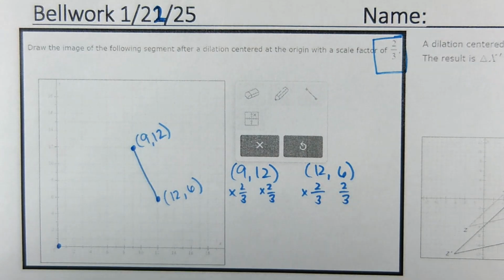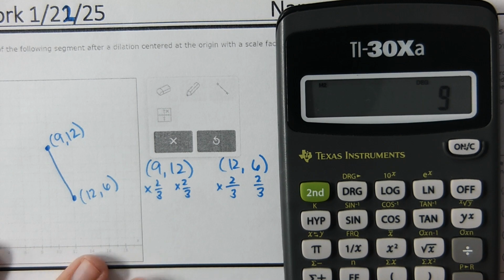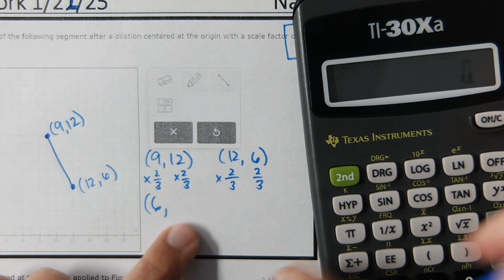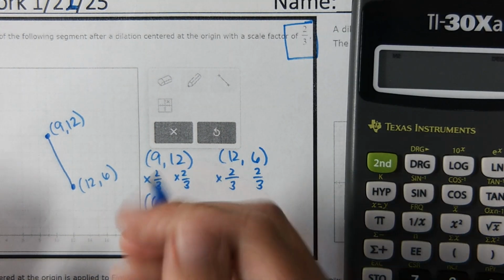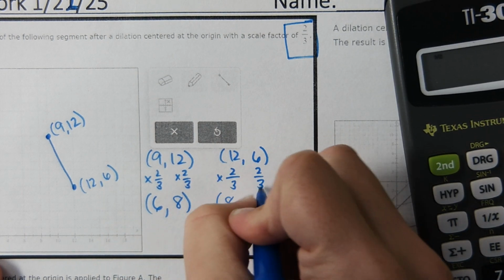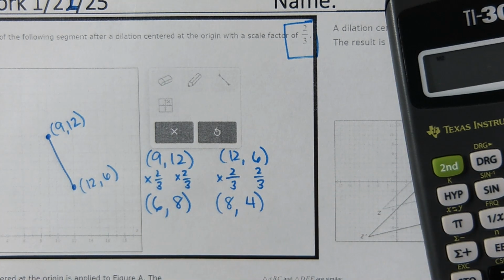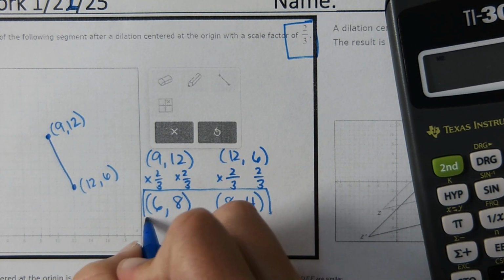So in the calculator, there's different ways that you could do this, but just 9 times 2 divided by 3 will give you 6. And 12 times 2/3 is 8. And 6 times 2/3, or 2/3 times 6, would be 4. And then here are our new coordinates of the new segment.